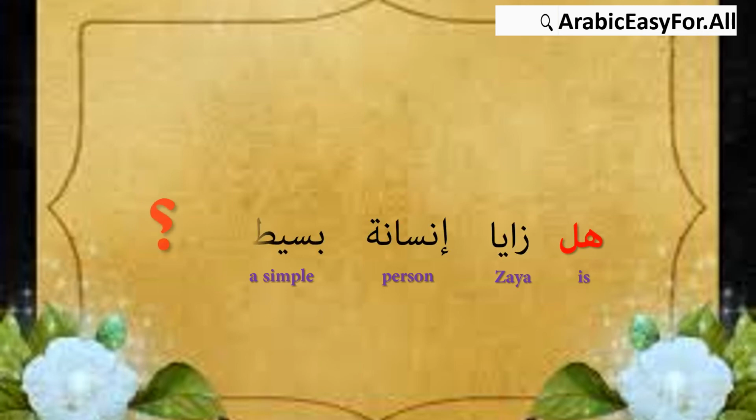The second sentence is describing Zaya's character. So we say زايا إنسانة بسيطة, which is the equivalent in the English language. Zaya is a simple person. This is affirmative sentence. هل زايا إنسانة بسيطة؟ This is interrogative sentence.